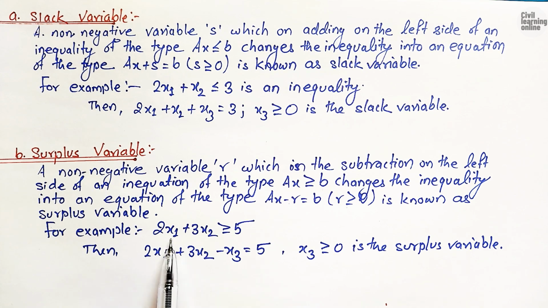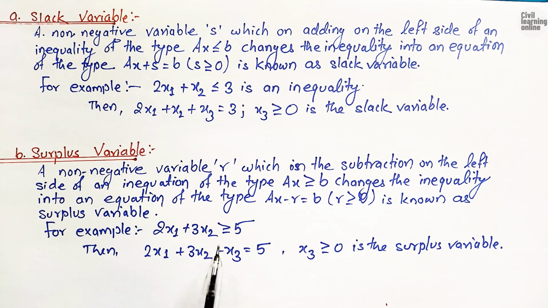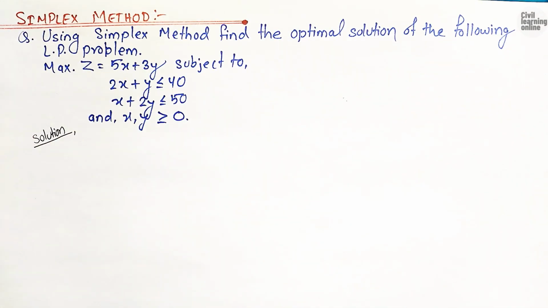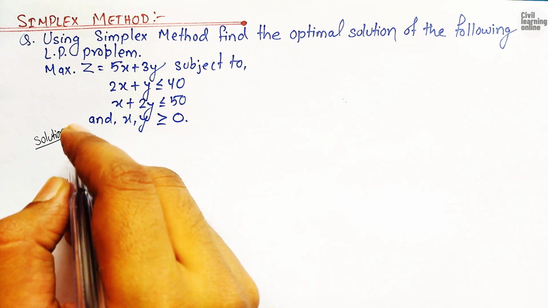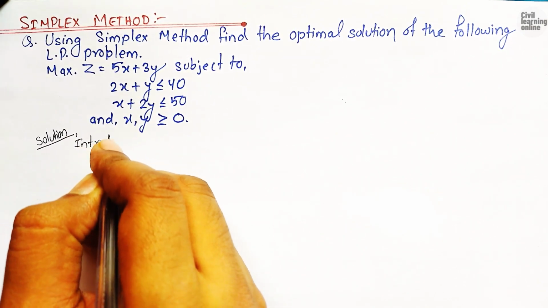And you can see here an example, we have 2x1 plus 3x2 greater than or equal to 5, and in order to turn this inequality into an equation, we have subtracted the surplus variable x3 from this inequality to get it converted. So this is what we are going to do here. So I'm going to write a line here: introducing.